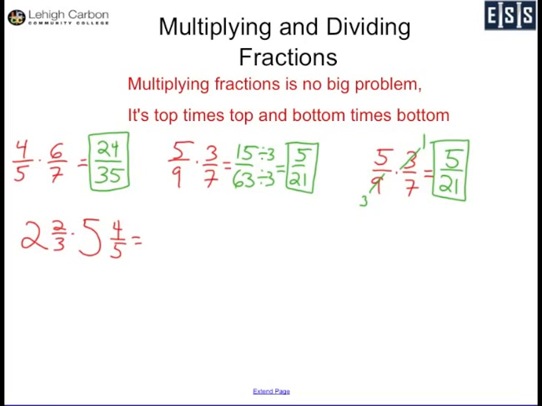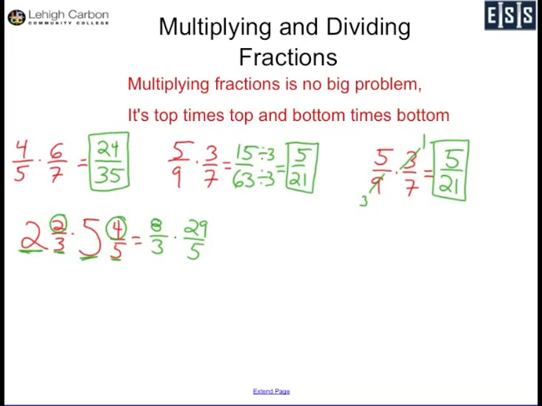Our last example for multiplying is 2 2/3 times 5 4/5. These are both mixed numbers because they have both a whole number in front and a fraction. Anytime you have a whole number and a fraction, you need to make it into an improper fraction because we can't have the whole number sitting out front. To do that, I do 2 times 3, which is 6, plus the 2 on top, means this is equivalent to 8/3. 5 4/5. 5 times 5 is 25, plus 4 makes 29/5.